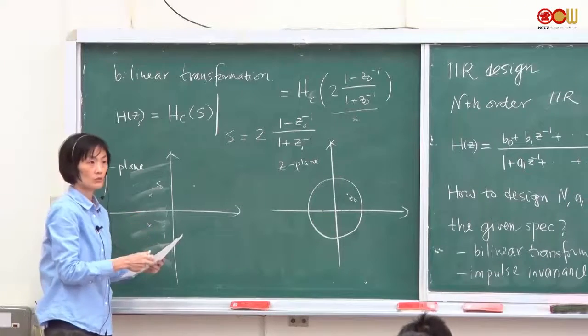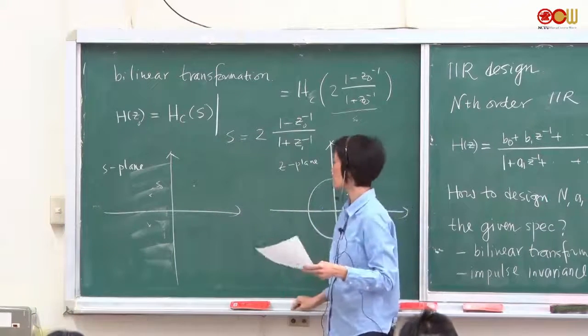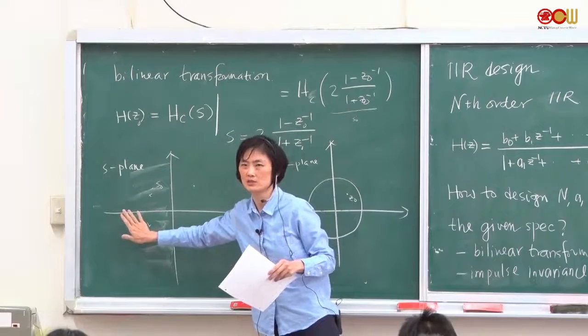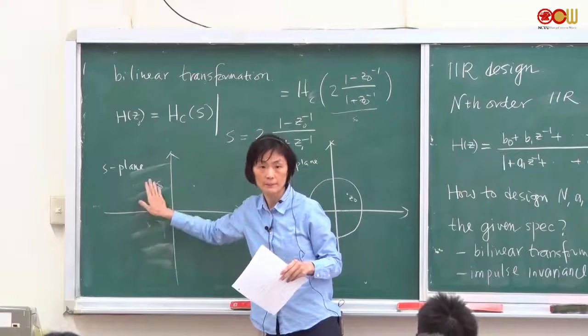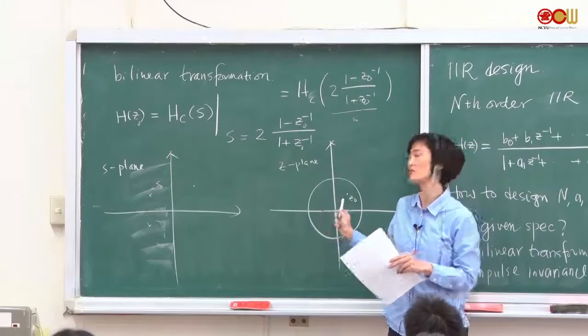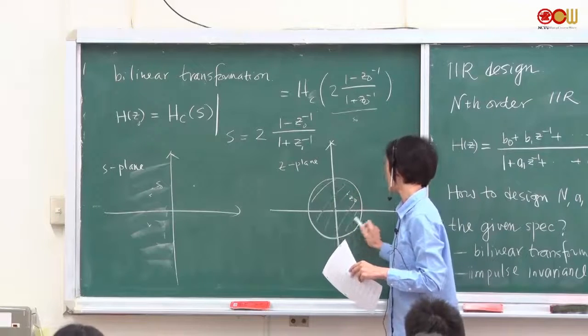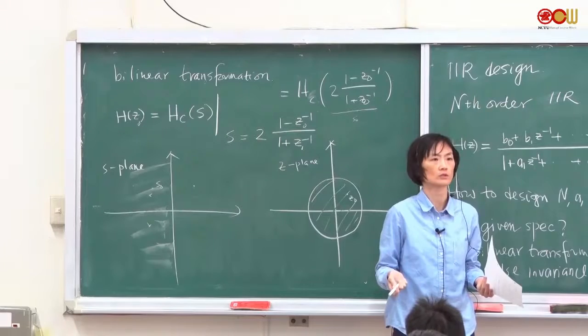So, in terms of the Z transform, what kind of transformation? We would like the mapping to be such that the points on the left-hand plane will be mapped to where? Inside the unit circle. Inside the unit circle. Okay, so that's the kind of transformation we want to have.